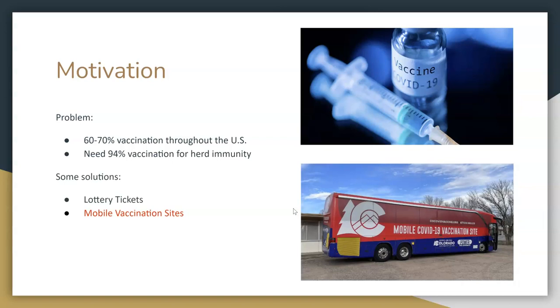Some solutions which have been tried include offering lottery tickets to every person who gets vaccinated. This has seen varying effectiveness. Our work focuses on the deployment of mobile vaccination sites. Basically, many states have recently funded a limited number of mobile vaccination sites, and we want to know how to optimally place these around the county or state in order to maximize the accessibility of the vaccines.